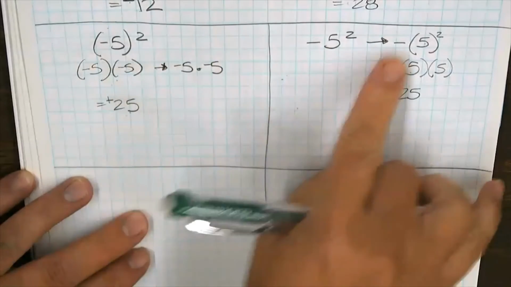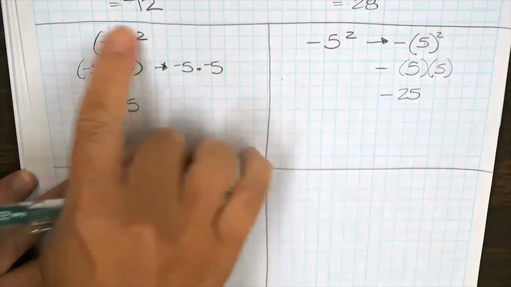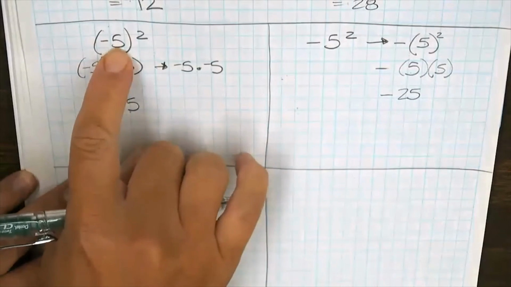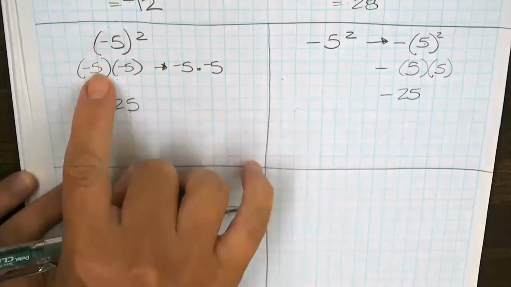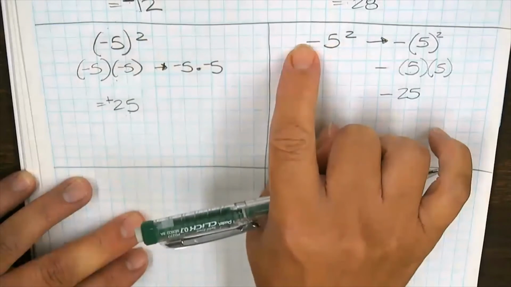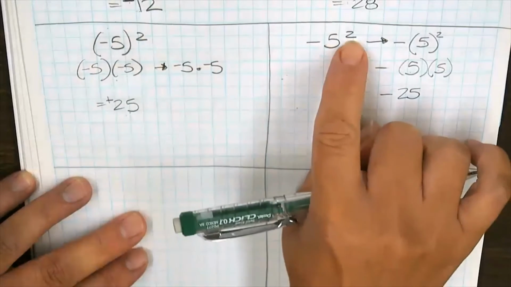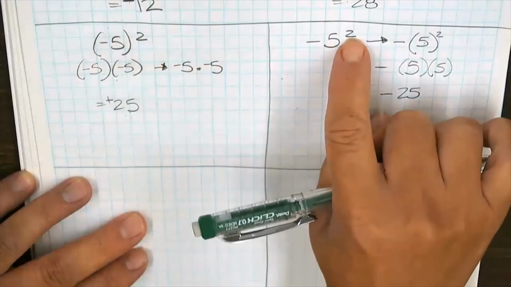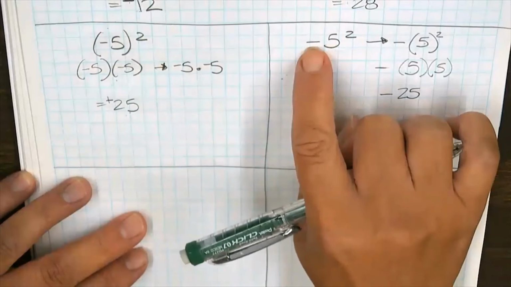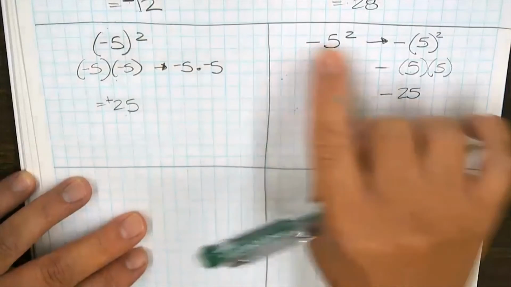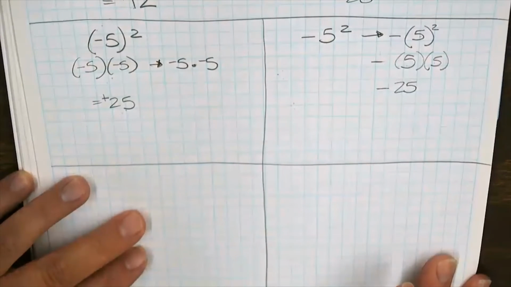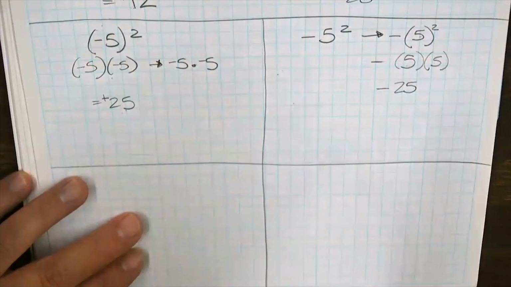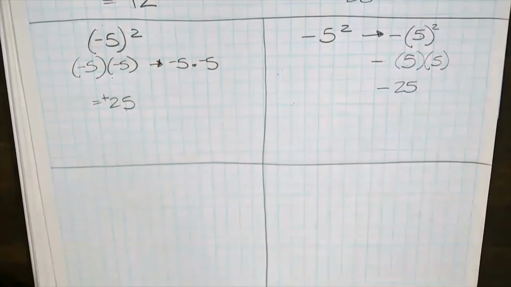So these are two very different things. Here, the negative is part of the 5, and this whole thing is being squared. Here, the negative is not being squared. This exponent is attached to the 5, not the negative. This is what it looks like. So let's do that again. Let's do another one.